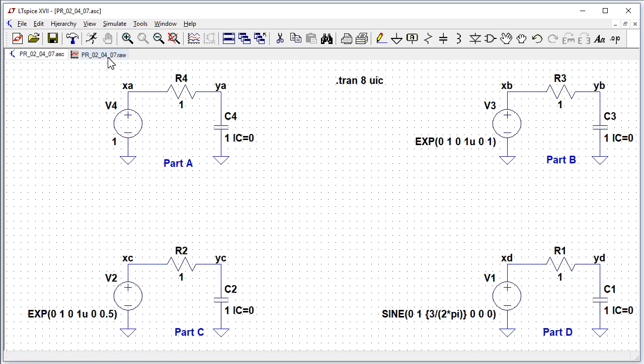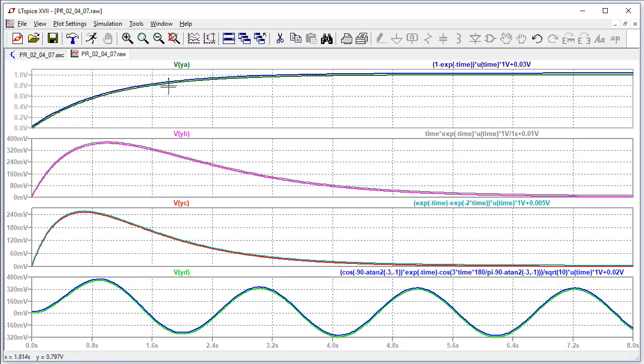And when we run the simulation, I've labeled the output voltage across the capacitor for the 4 different parts, YA, YB, YC, and YD. And so in the results, I plot those 4 voltages, and I compare that to the theoretical results that I got by analysis. In this particular case, I add a little bit of an offset to our theoretical results so that you can see both graphs. If I don't do that, they overlap, and it's hard to tell that there are actually two separate plots in each of these figures.